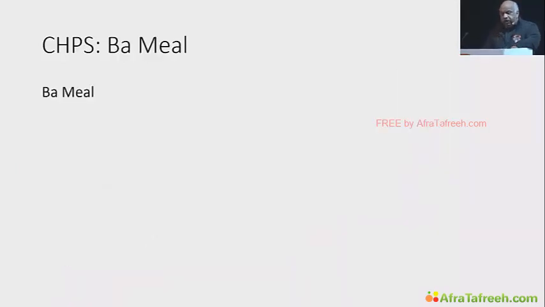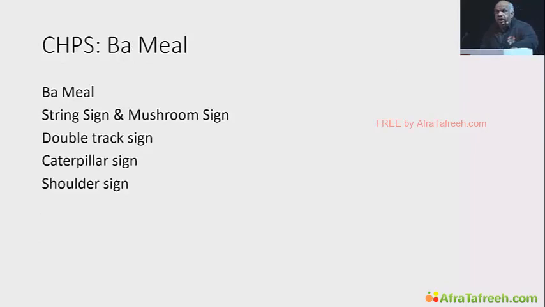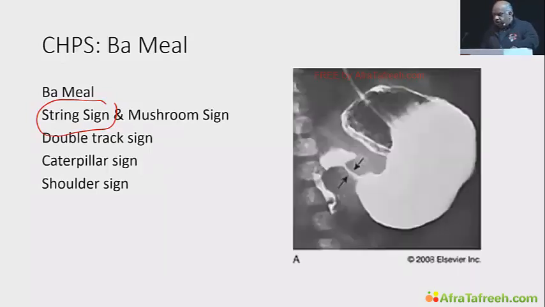What about barium? String sign. Two Sundays back, in INICET, string sign for CHPS was there. We batched the following question, string sign for CHPS. This is the string sign, this one. This is a hypertrophied pylorus, and this is the string here. Stretched pyloric canal giving string sign. And this is a duodenal bulb giving mushroom sign. So this is the string sign and mushroom sign. Double track sign, caterpillar sign, shoulder sign. These are signs of barium meal.